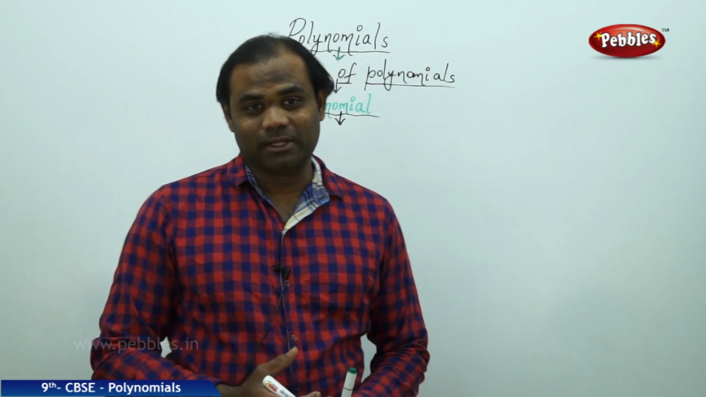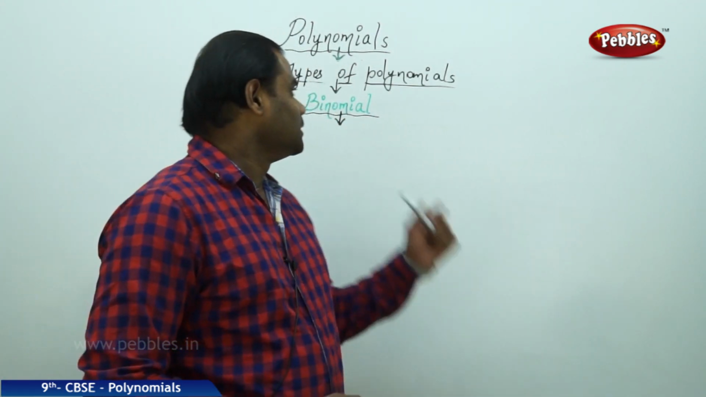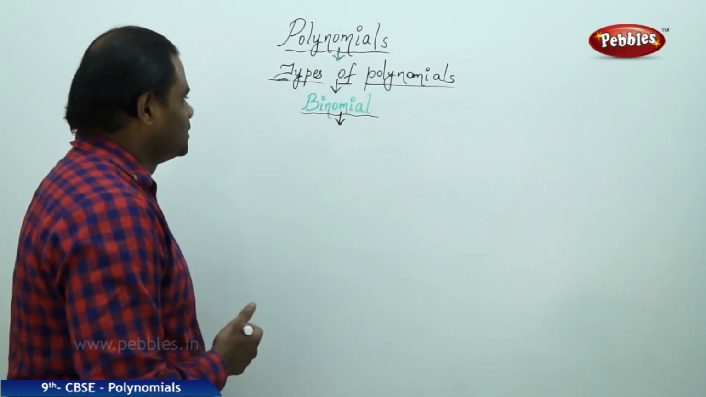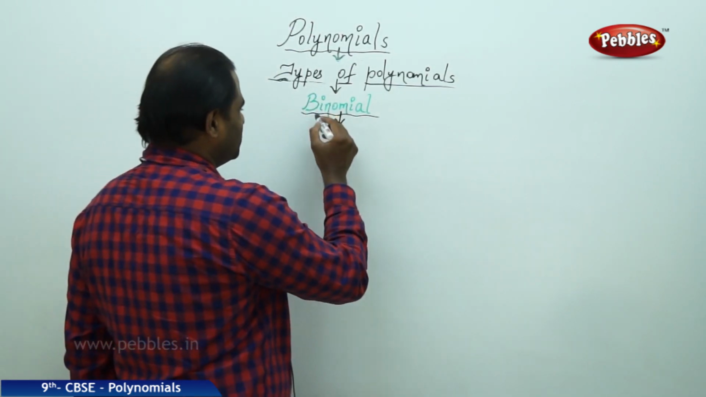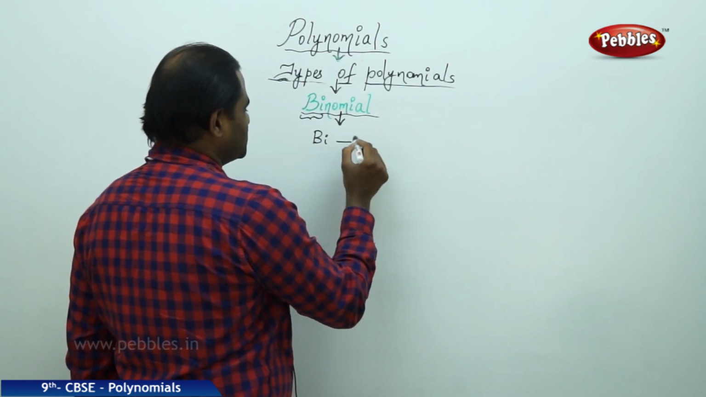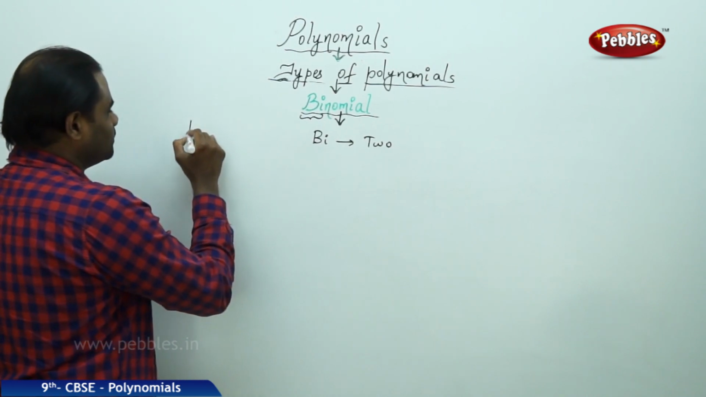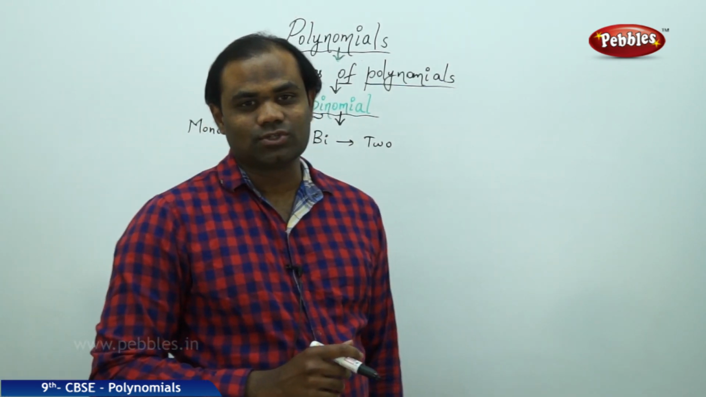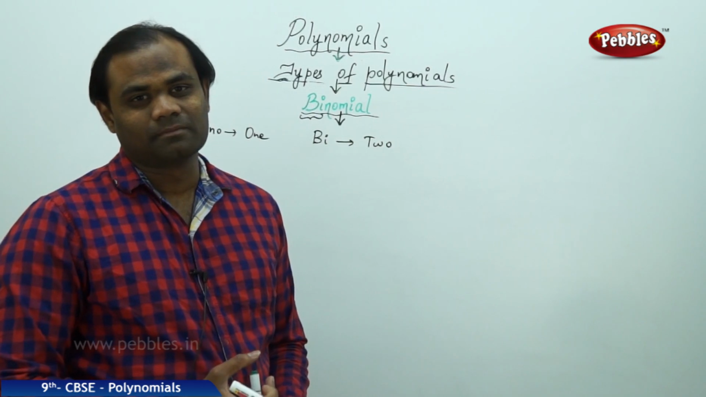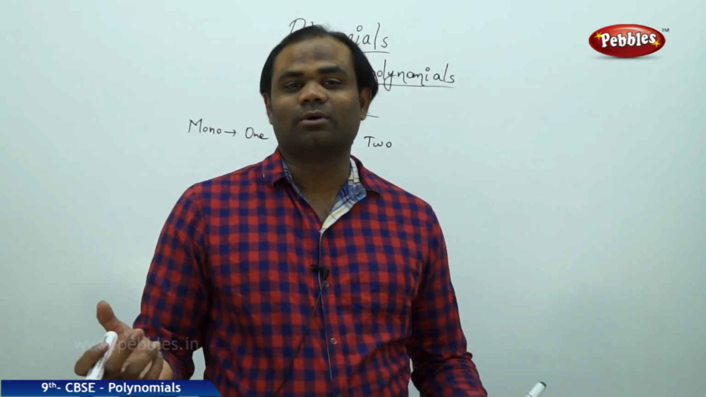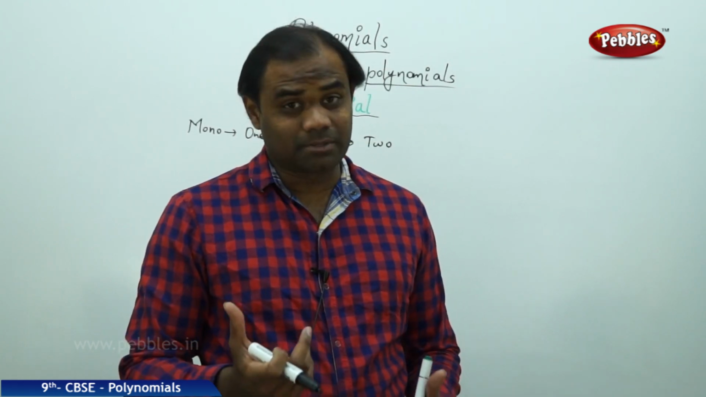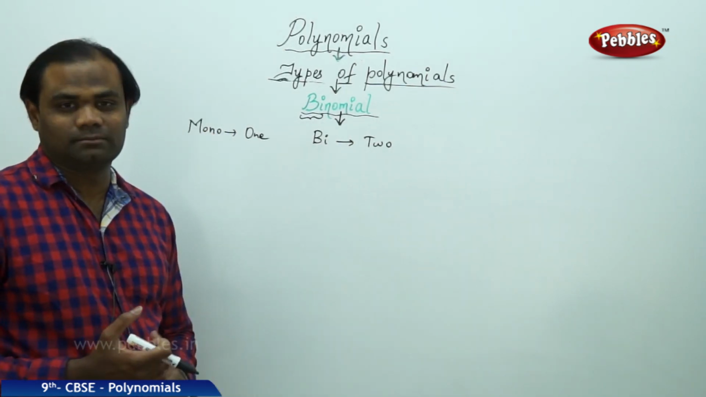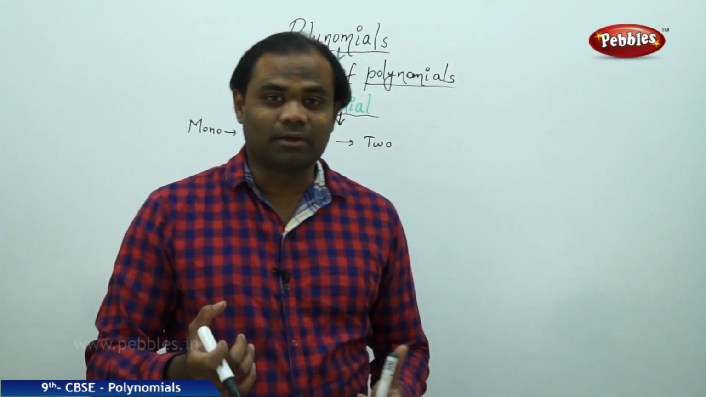The next type of polynomial after the discussion of monomial is binomial. So let's see what a binomial is in the branch of polynomials. As we see, the word bi as taken from binomial clearly indicates that bi refers to two. And monomial, which has mono, refers to one. And therefore, binomial refers to a polynomial of two terms. It's very simple that a polynomial which has one term is a monomial, and a polynomial which has two terms in its expression is called a binomial.